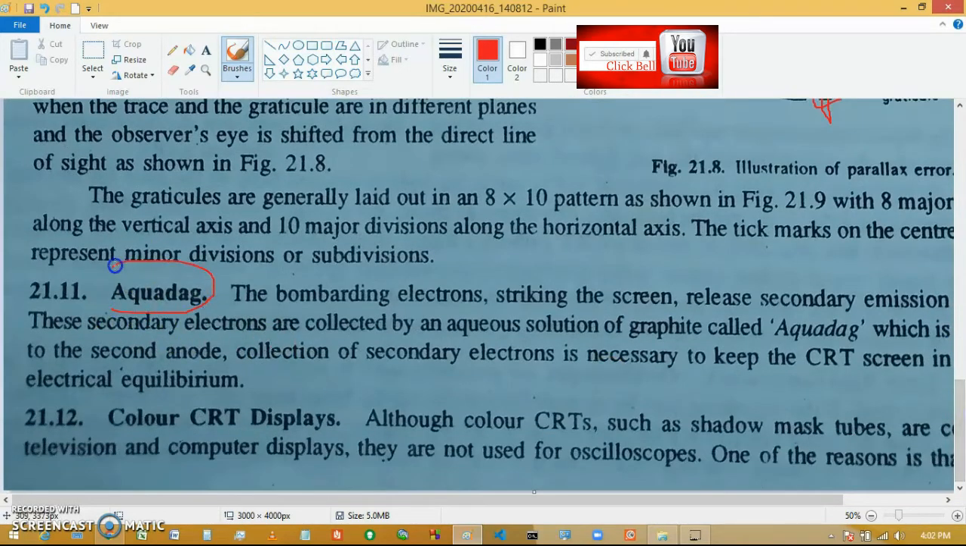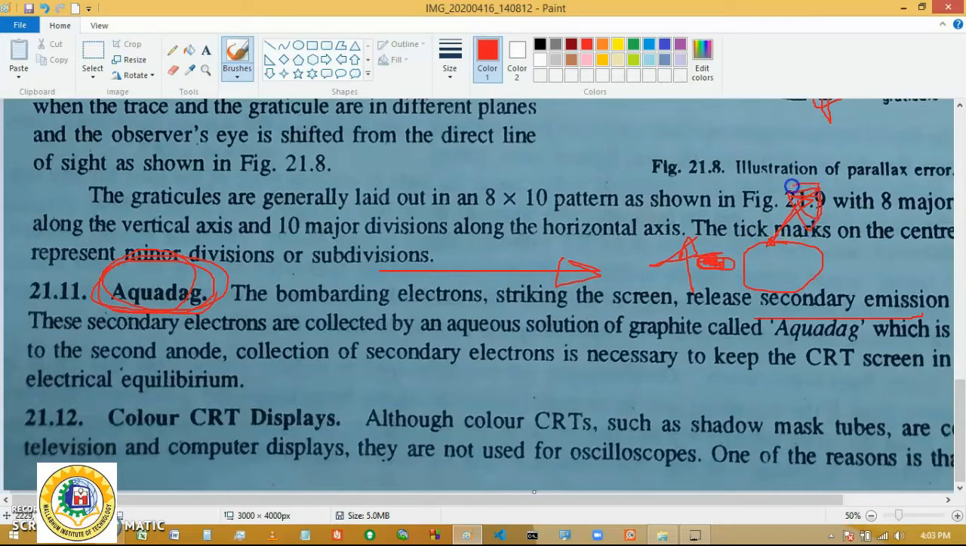Next is the aquadag. Now, I have said that the bombarding electrons coming from the cathode or the heater strike the screen and release secondary emission. Secondary emission means this electron raises the energy level of the phosphorus, and the outer shell electrons of the phosphorus gain a high amount of energy and release from that orbit. So this is called the secondary electron. These secondary electrons can be deposited here on the front panel of the screen. That is very much not desired.